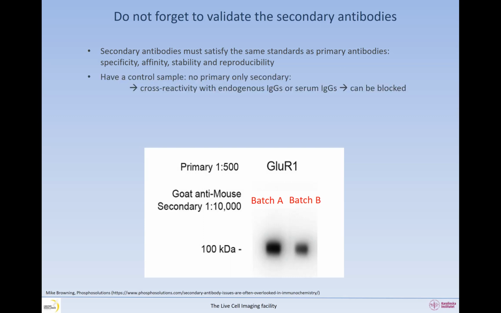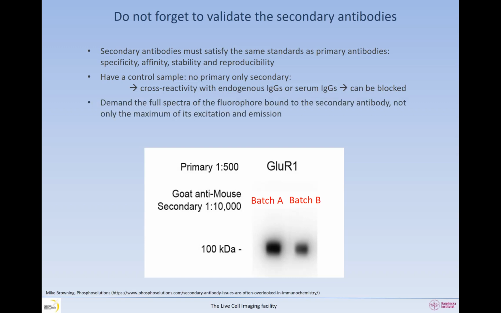Always have a control sample also for the secondary antibodies, so you can look at the cross reactivity with endogenous IgGs or serum IgGs. But that can also be easily solved if you use the correct blocking. Always, when you buy your secondary antibodies, demand the full spectrum of the fluorophore bound to the secondary antibody, not only the maximum of its excitation and emission.